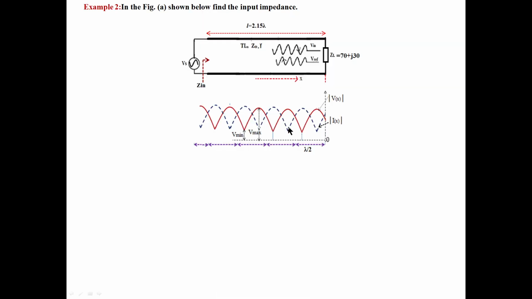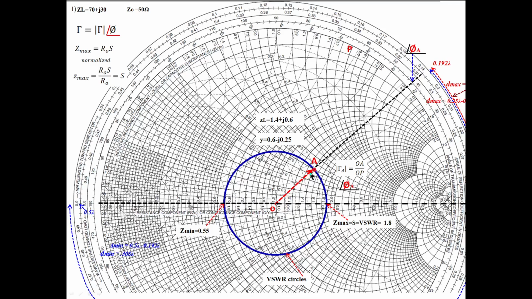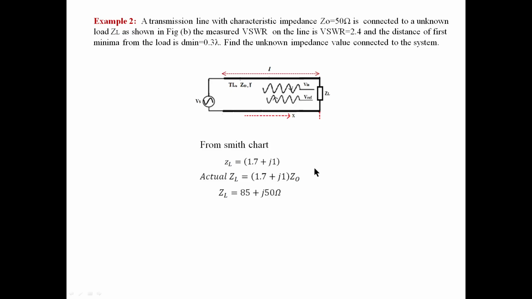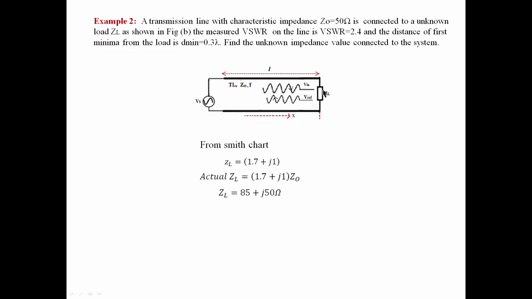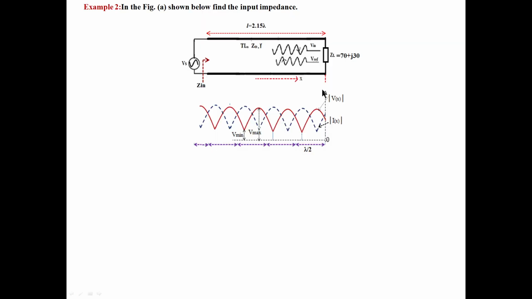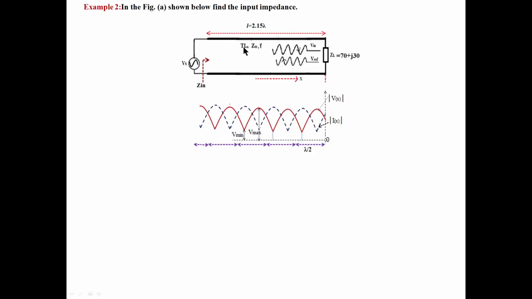For example, from the load point, you see here, this is the load point, moving over a transmission line. Travel a distance L equal to 2.15 lambda. What is the meaning of that? From here, what we have to do? I will take this figure.